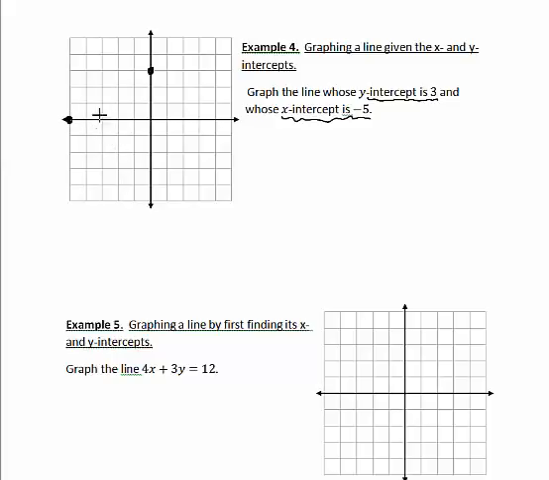We only need 2 points to graph a line, and now we connect these 2 points with a straight line, and then we put arrows on the ends, and that's all there is to it. For the y-intercept, if you needed it, then you could write 0, 3. And then for the x-intercept, you could write -5, 0.